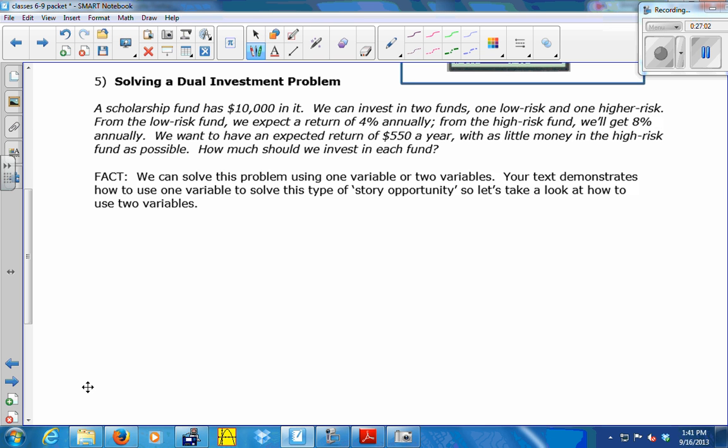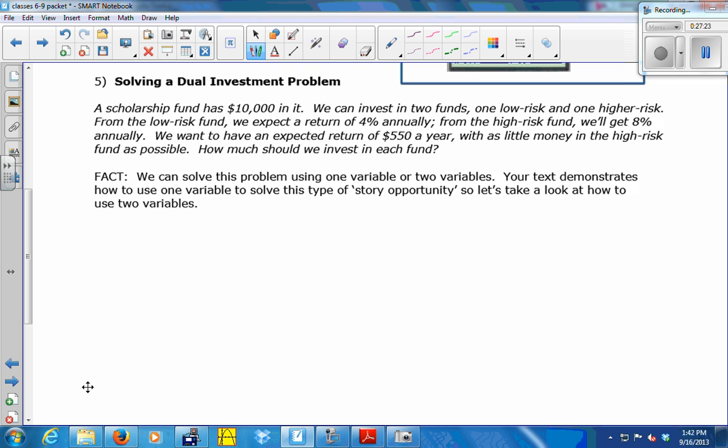So we can solve this problem using 1 variable or 2 variables. Many of the problems can be used 1 or 2. Your text demonstrates how to use 1 variable. So for this one, we'll do 2 variables just so that you can see something different. And some of you will have used this technique before.